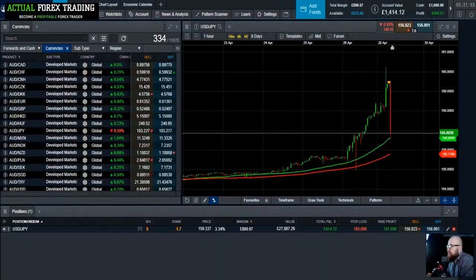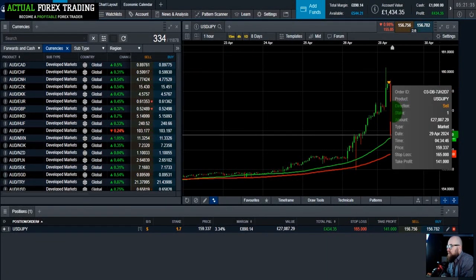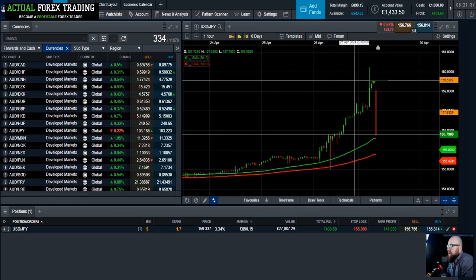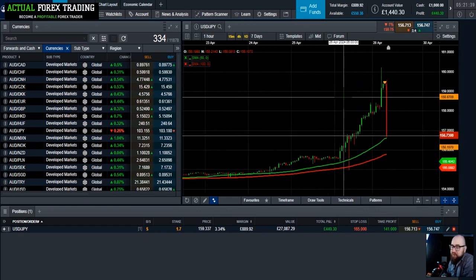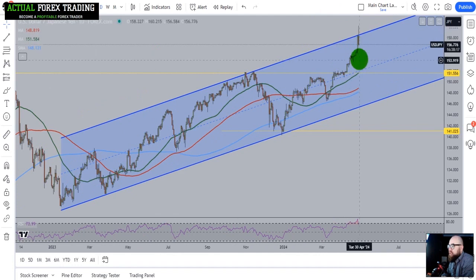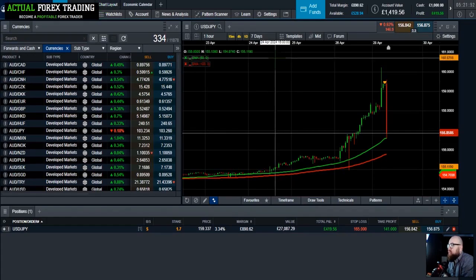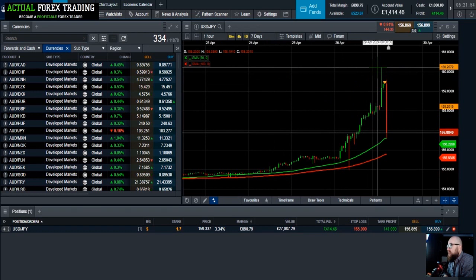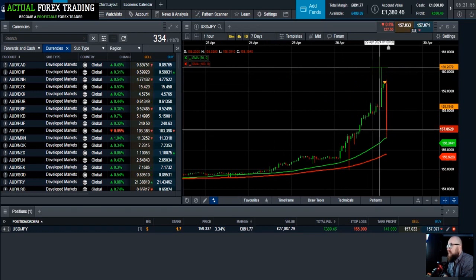It looks like intervention may be happening. So this current candle is down about 300 pips, nearing 300 pips. This is how things look on the daily. We're coming off this bearish channel resistance area. The move last time there was major intervention like this was 600 pips from the high. This is the high up here, 160.20.